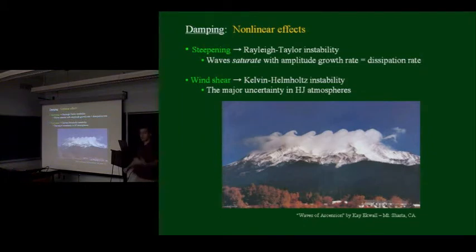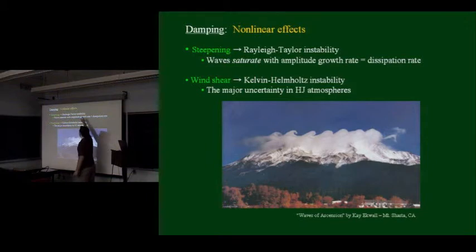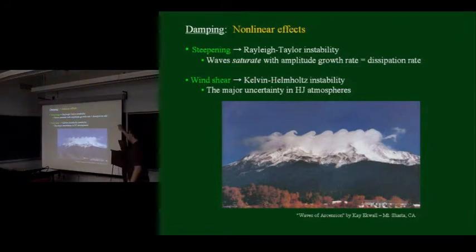Okay, now the nonlinear damping. At high altitudes, as the wave steepens, eventually, due to Rayleigh-Taylor instability, it'll overturn, and the waves will begin to dissipate. From observations of gravity waves on the Earth, it's known that the way the breaking occurs tends to be that the waves will saturate. That is, their amplitude growth rate will equal the dissipation rate. So they'll continue to propagate upward, depositing their energy with a sort of constant amplitude to wavelength ratio. So that's how I've treated the nonlinear breaking.